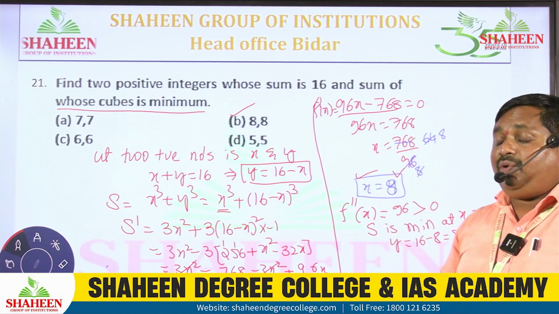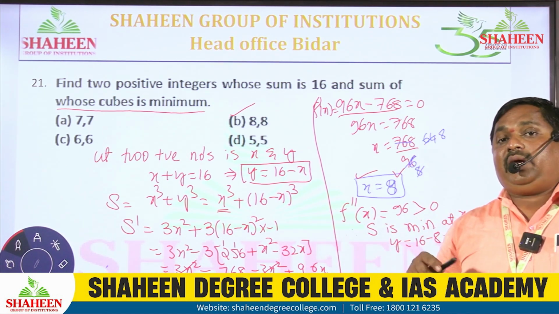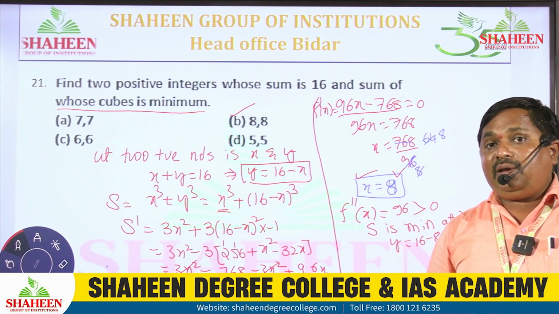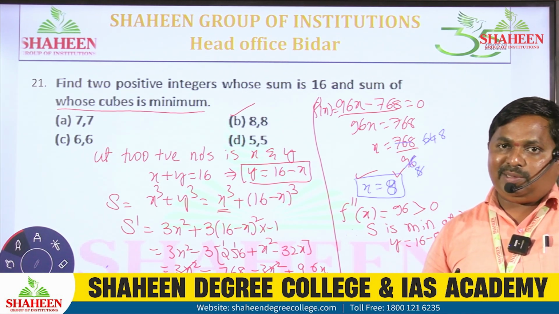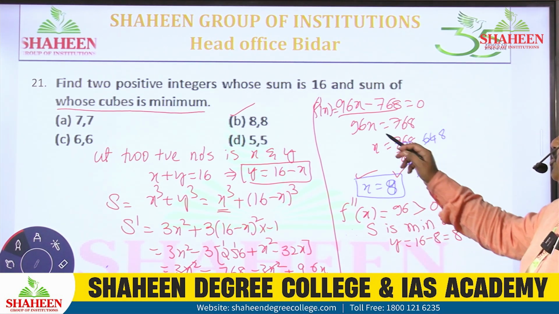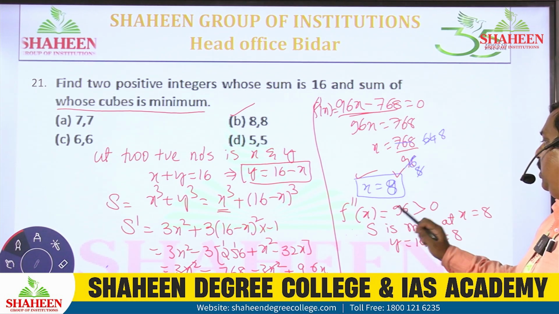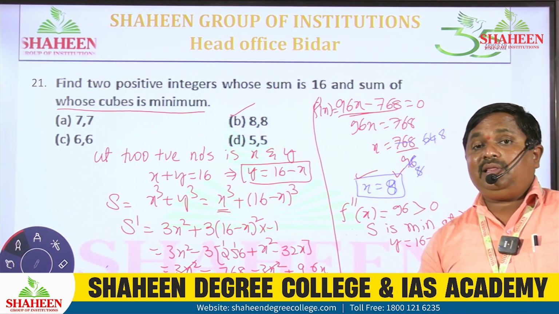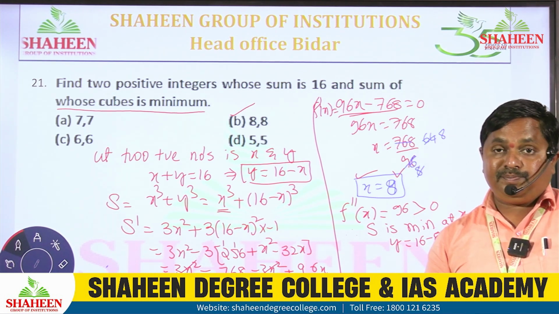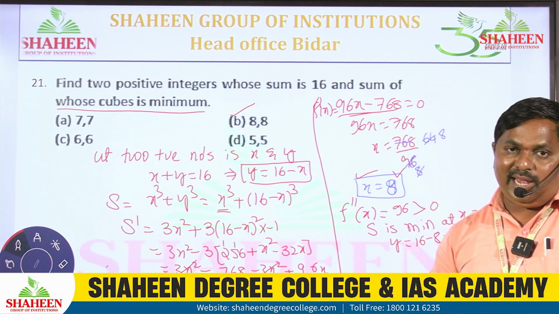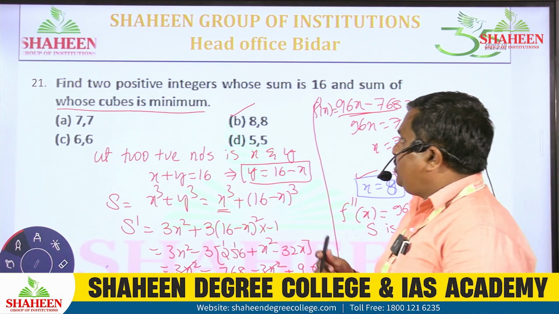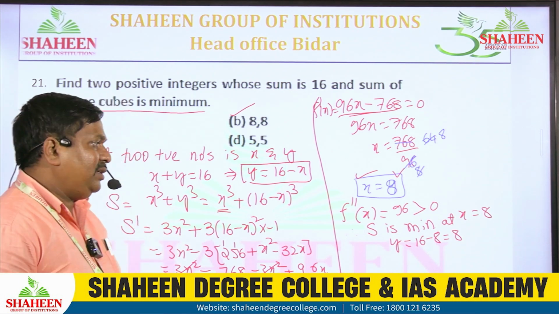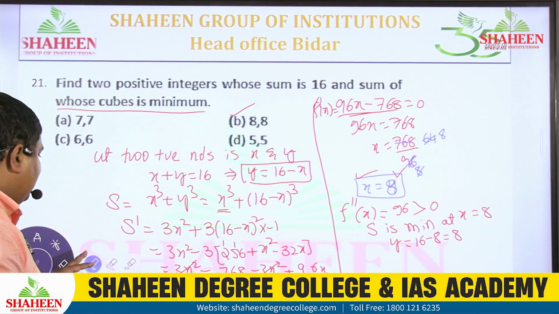So the second derivative test says that if the second derivative is positive, there exists a minimum value. If the second derivative is negative, then there exists a maximum value. So here we differentiated this first derivative once again, and we are getting 96, and 96 is positive. It means that the given sum is minimum at x equal to 8. So x is equal to 8, and y is also equal to 8, 16 minus 8 is 8. So this is the answer.